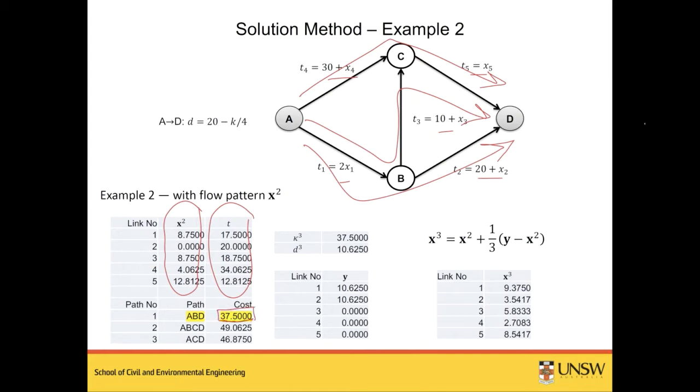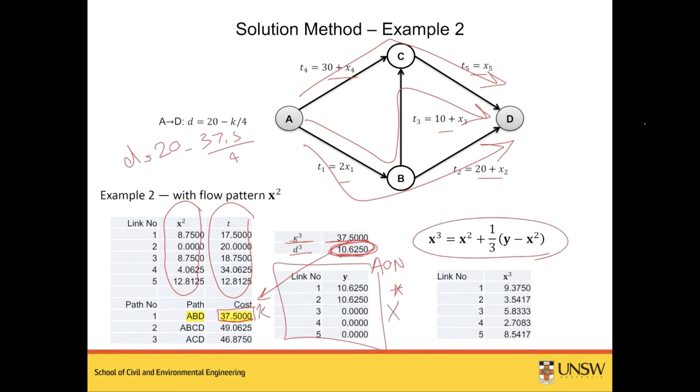So this would be my k, and then I can calculate d again. D would be 20 minus 37.5 divided by 4. If I calculate that, that would give me 10 something. And then I need to assign this demand to the shortest path as an all or nothing assignment. So if I do that, all of this 10.6 goes to path one. So this would be my x star.